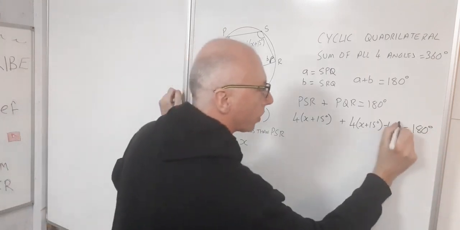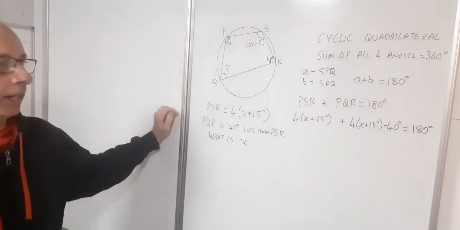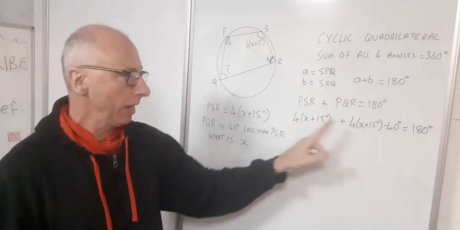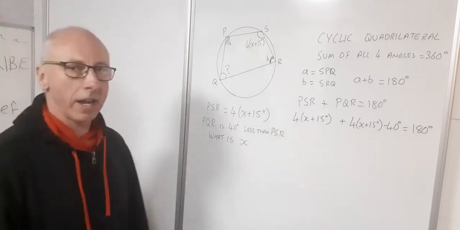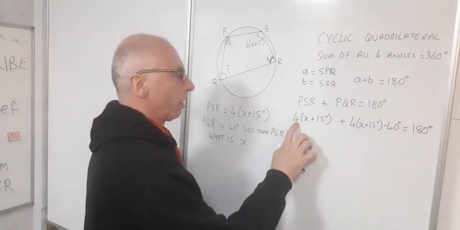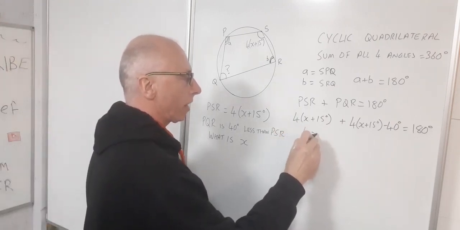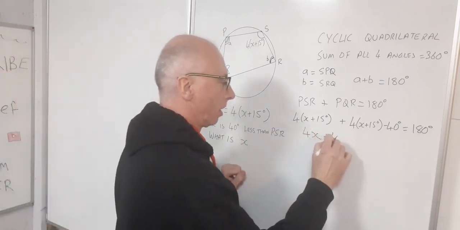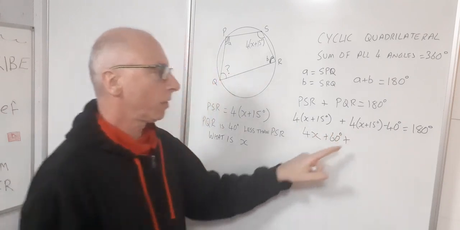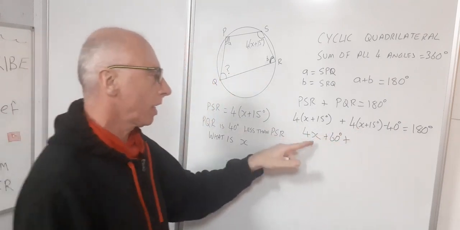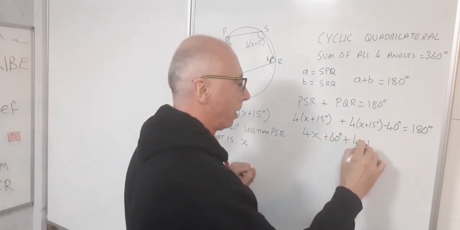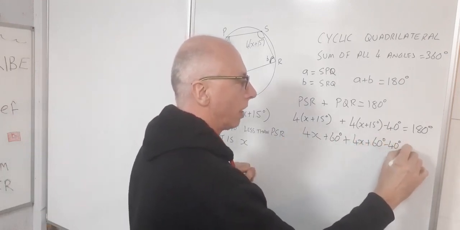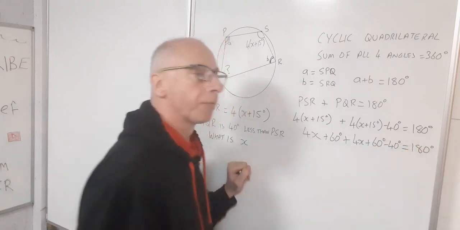Okay, let's call that minus 40 degrees. Well, let's simplify out the brackets because we've got 2 x's and no other variables, so maybe we can solve for our x. So let's see what happens. 4 times x, 4x. 4 times 15, that's 60. And we've got, same again, 4x plus 15 in brackets, so we can rewrite that one again. And we've got a minus 40 degrees. And it still equals 180 degrees.